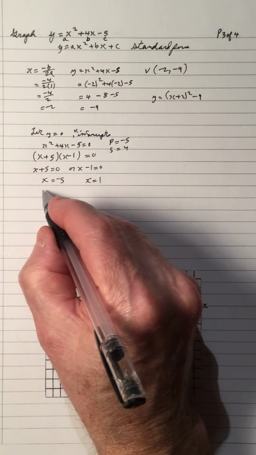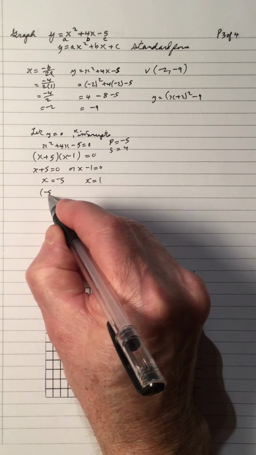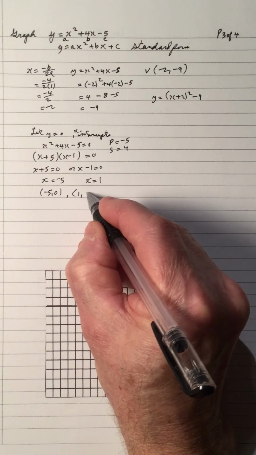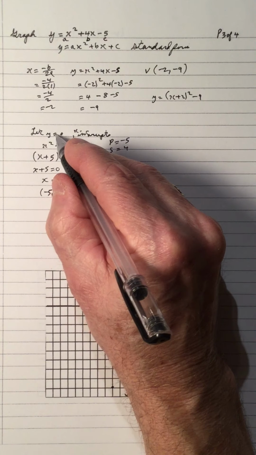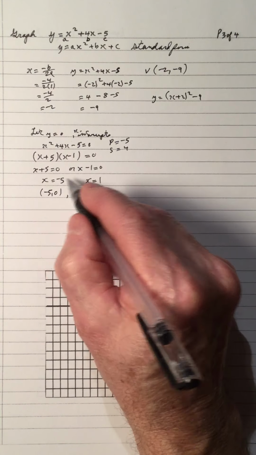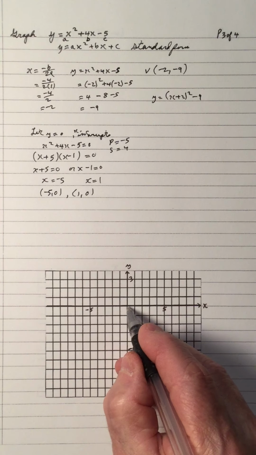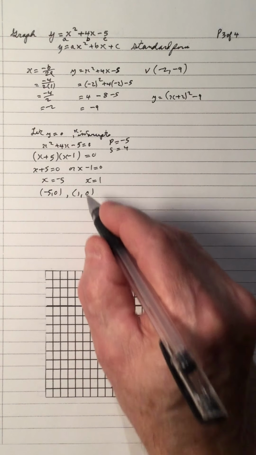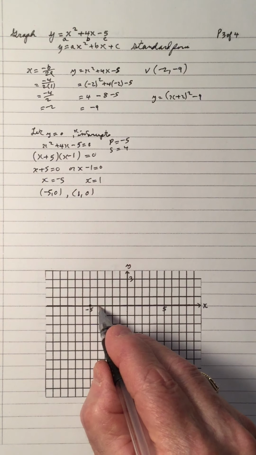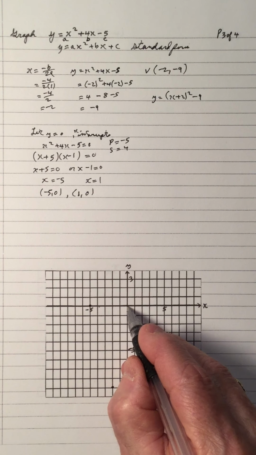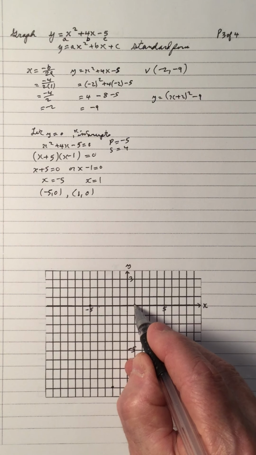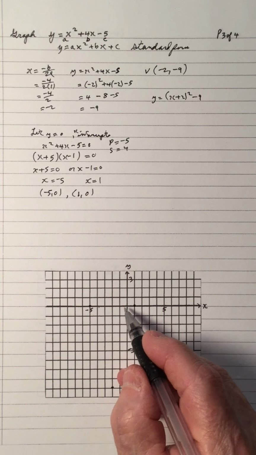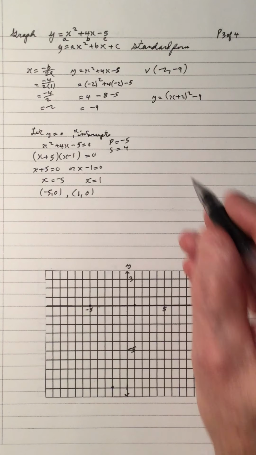So the x-intercepts are -5, 0, or also 1, 0. So notice y is 0, and x is -5 and 1. So x is -5, 0, which is right there. And the other x-intercept is 1, 0, which is right there. So this is the other x-intercept. So I got a vertex, and I'll explain that in a minute.